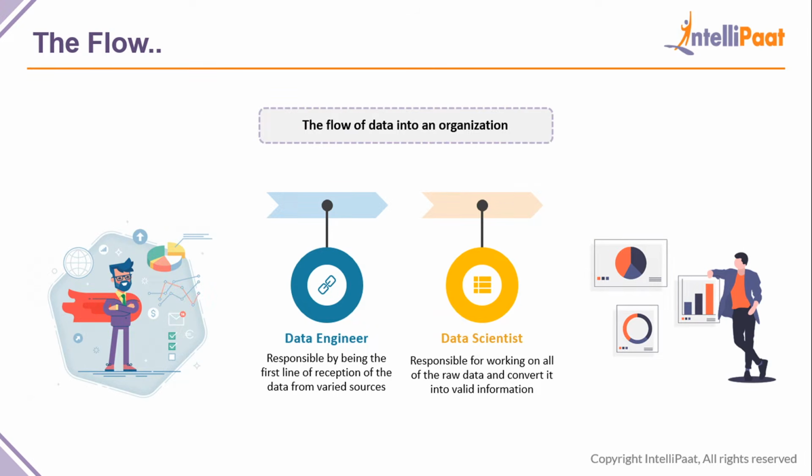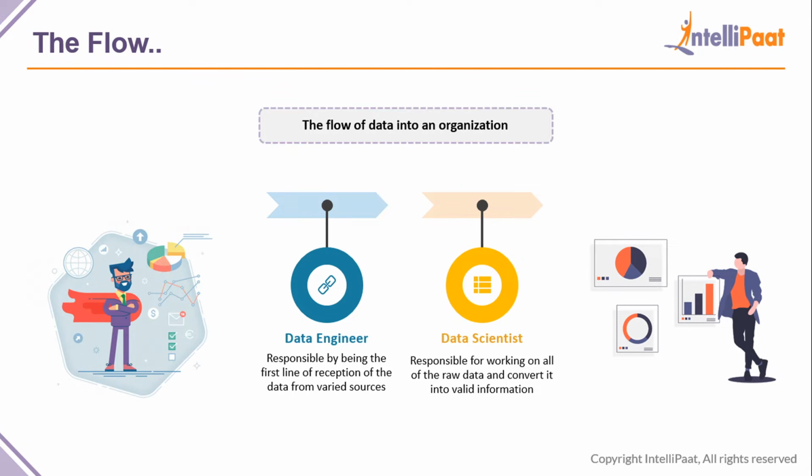So how is the flow of data in an organization, guys? Simply put, a data engineer is the first line of reception of data. By that, what I mean is that when a company wants to have new data, it is only through the data engineer that the data comes into the organization's servers, networks, and whatnot. So this person is responsible for being the first line of reception of data from multiple sources. It can be from Twitter, it can be from an SQL database, it can be from any of the places that you can imagine, guys.